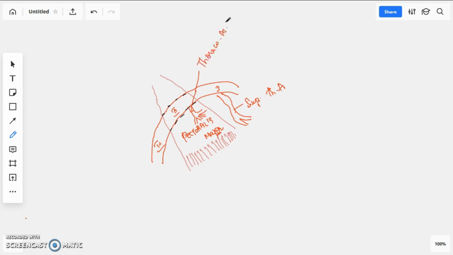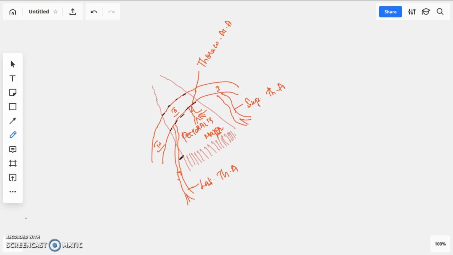Then we have another artery arising, which we call the lateral thoracic artery. This lateral thoracic artery supplies the lateral part of the mammary gland, which you are familiar with.